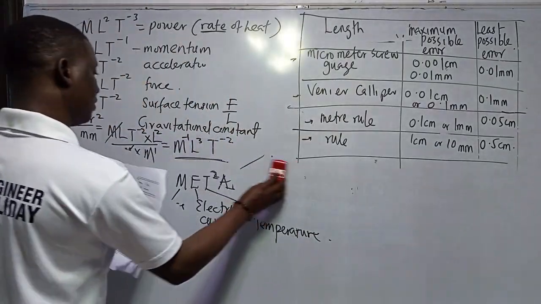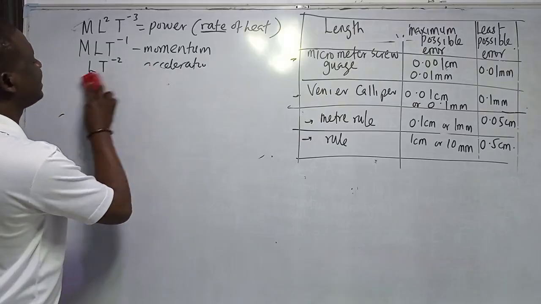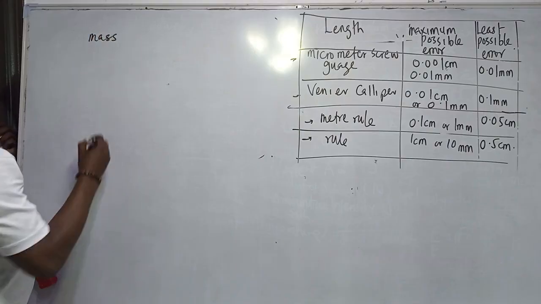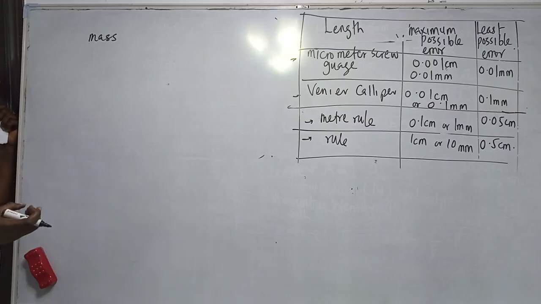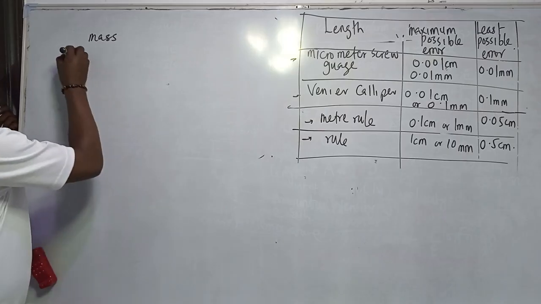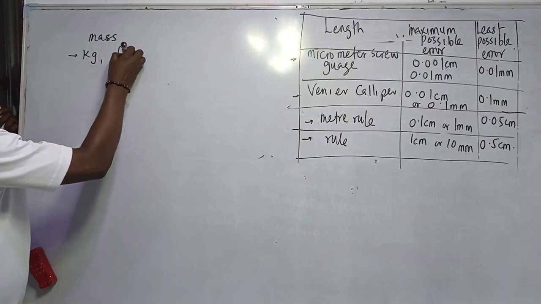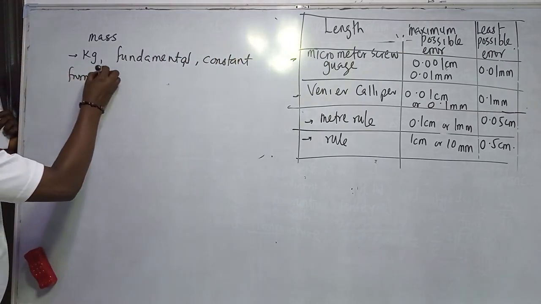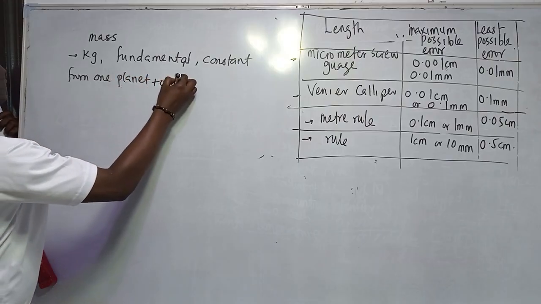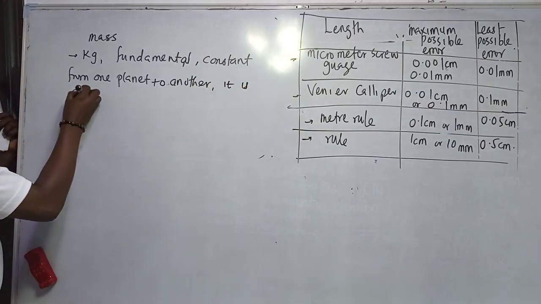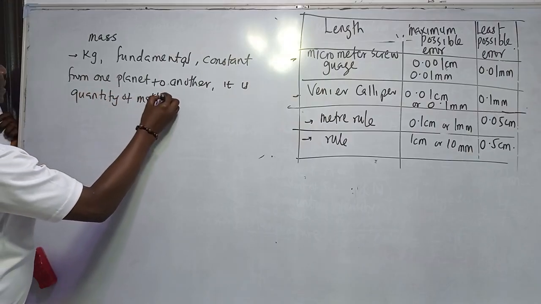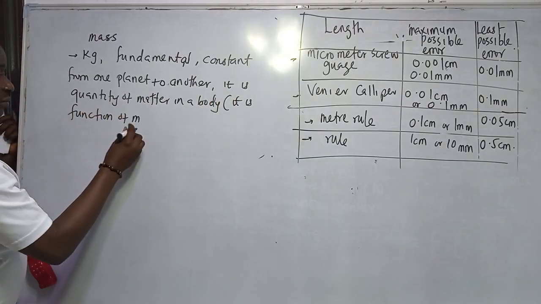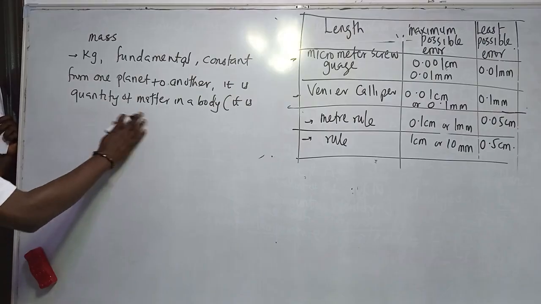Then the mass instrument, the instrument used to measure mass. Don't forget, mass is the quantity of matter contained in a body. So mass is constant from one planet to another. If you take your mass from planet Earth to the Moon, it will remain constant. It is measured in kg. It is fundamental. It is constant from one planet or one place to another. Sometimes some textbooks will tell you it is a function of matter, or it is measured in terms of matter. Don't forget, matter is anything that has mass and occupies space.